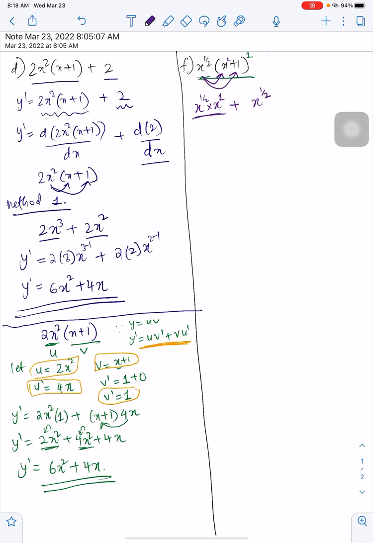Now in this case you can use this power law, the product law of exponents, which says a raised to r times a raised to s is equal to a raised to r plus s.